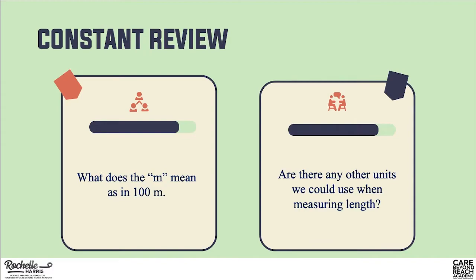Then you have to remember that students with dyscalculia will need constant revision. So you might have taught these topics in relation to measurement previously, but you want to bring it into the present lesson and you want to make it relevant. So you ask them, what does the M mean in 100 meters, right? You want them to be able to communicate that and understand that. And then you ask them again, what are some other units that we could use when measuring length?